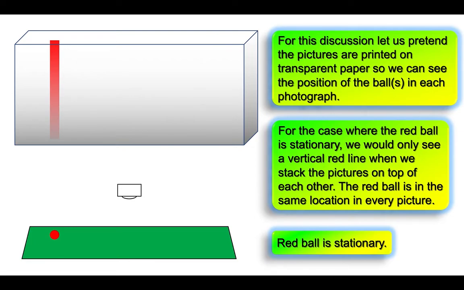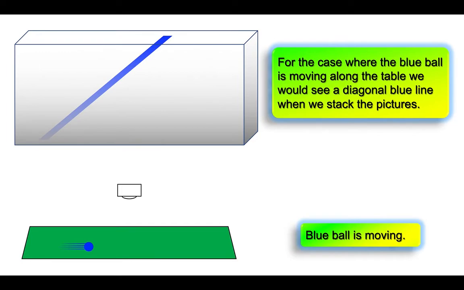Now, next we could ask, what would we see if we have a ball on the table that is moving? How would that change what this stack of pictures look like? So let's give the blue ball on the table a push. So now it's going to be moving along the table. And if I take many pictures of the blue ball as it rolls along the table, it's going to be starting over here and moving to the right. Originally, the ball was here, but then as time moved on, the ball moved to the right along the table. So I would see now a diagonal line representing the motion of the ball.